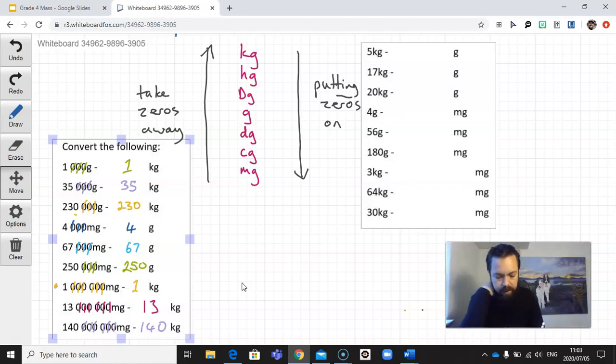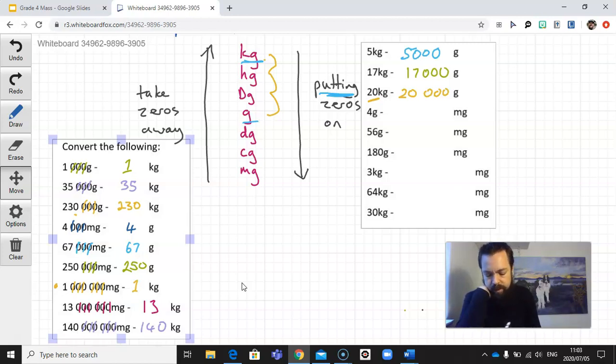Okay, so starting at the top one, we are going from kilograms to grams. So we're going down. So we're going to be putting zeros on. So that's three jumps. So we add 3 zeros on. So 5 kilograms is equal to 5,000 grams. 17, 1, 2, 3, 17 kilograms is equal to 17,000 grams. From kilograms down to grams again, 1, 2, 3. So I still write the 20, and then afterwards I put on 3 zeros, and I get 20,000 grams.